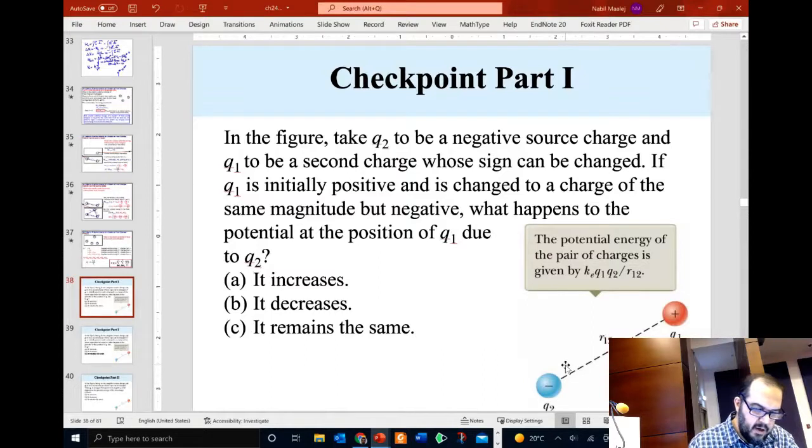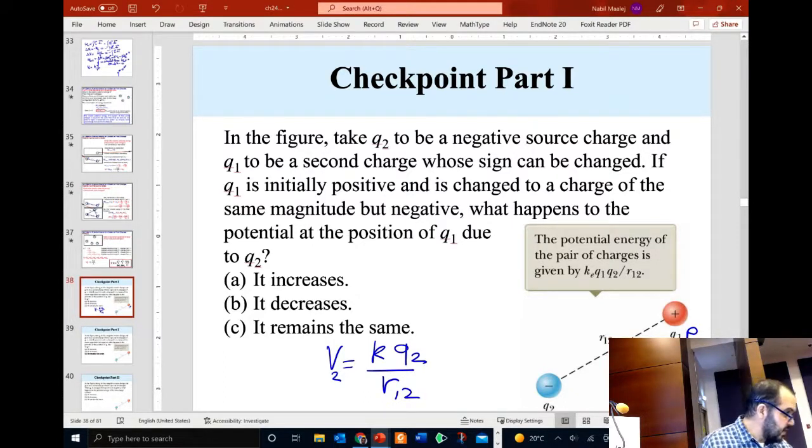What is the potential due to charge Q2 at a point P? And this is point P. The potential is, no, I asked for the potential, not the potential energy. I did not ask for the potential energy of Q1 and Q2. I said, what is the potential due to Q2 at this point P? So it's K Q2 divided by the distance R12. Does this depend on Q1? No, it does not depend on Q1.